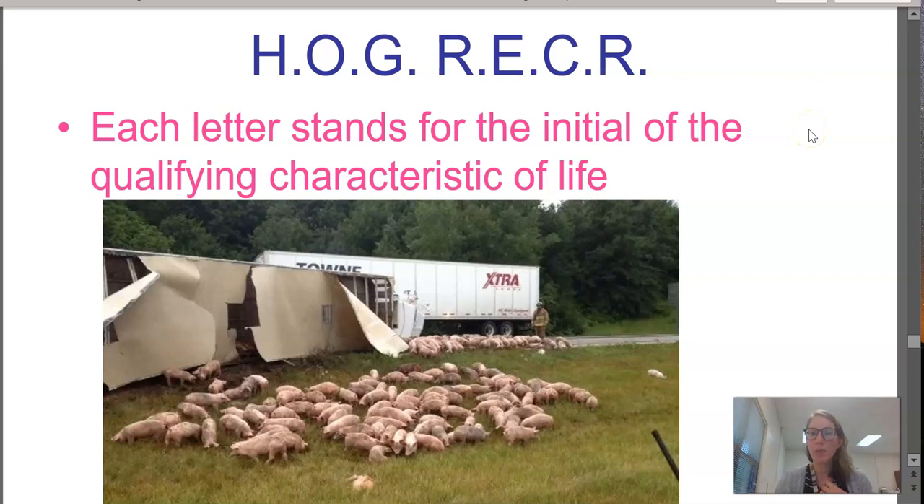Now, an easy way to remember this is Hogrecr. That's why I have this really weird photo right here. I don't think any pigs were harmed in this, or any hogs, but there was a truck that was carrying a bunch of pigs, and it seems that it got in a wreck. And so all these hogs got out. So Hogrecr. Again, each letter stands for something that an organism has to have in order for it to be considered living.